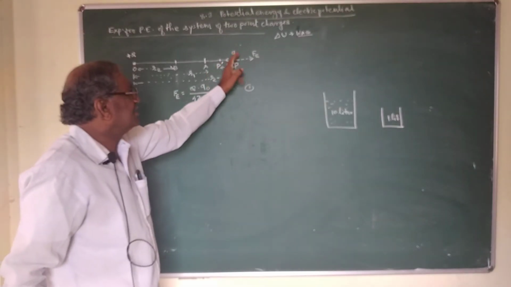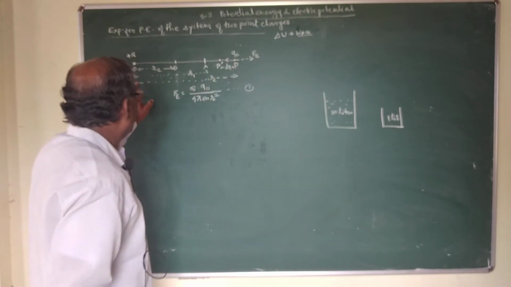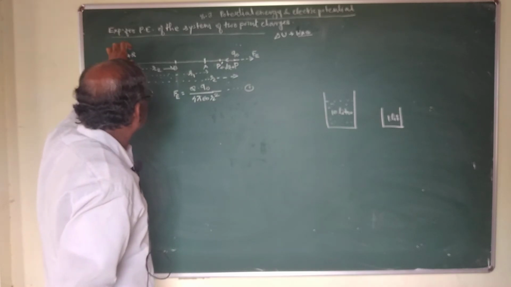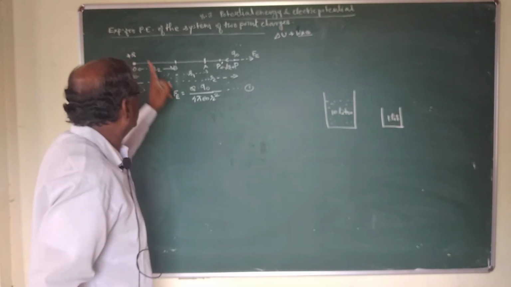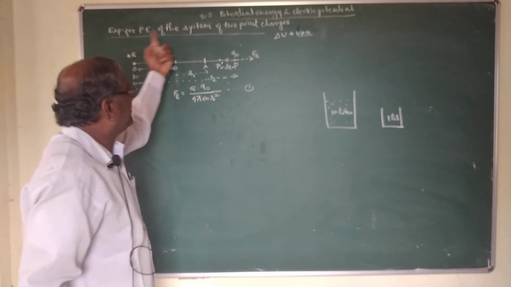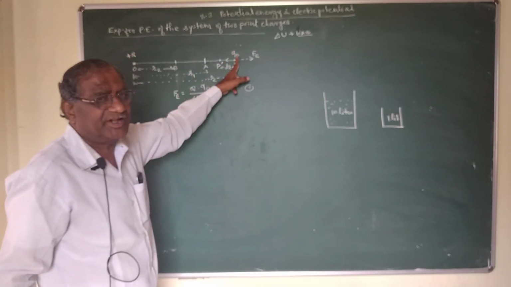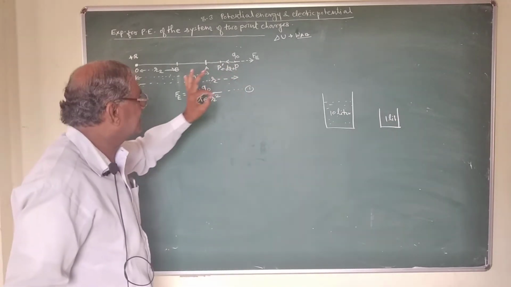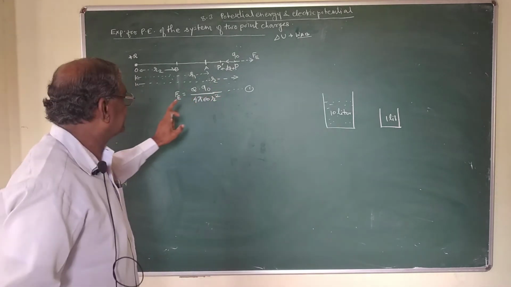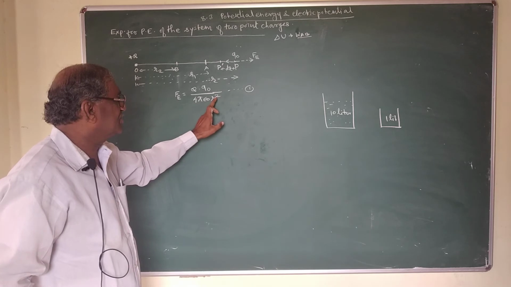First, we consider a small charge Q0 at point P at distance R from this Q charge, the source charge Q at point O. Then, by Coulomb's law in electrostatics, the Q charge repels this Q0 charge at point P with some force, and this force acting on Q0 charge at point P is given by Fp equal to Q into Q0 upon 4 pi epsilon naught R square.